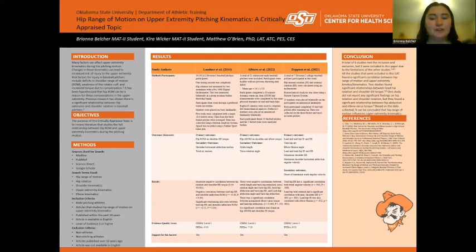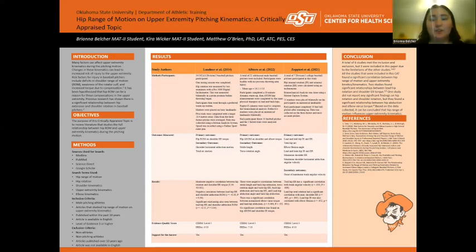For my inclusion criteria, I only included articles that looked at male pitching athletes, articles that studied hip range of motion and upper extremity kinematics, articles published within the past 10 years, and if they were available in English, and articles that had a level of evidence of 3 or higher. For my exclusion criteria, I did not include studies that looked at non-athletes or non-pitching athletes, articles published over 10 years ago, and articles that were not available in English.